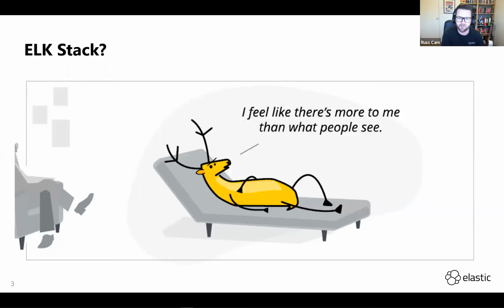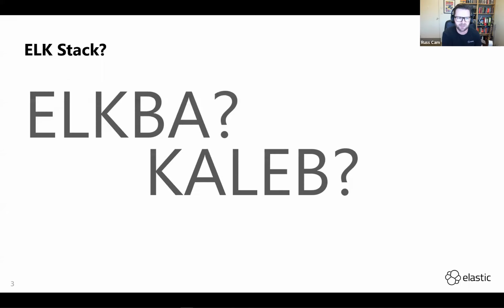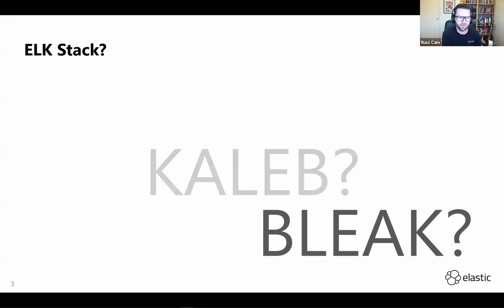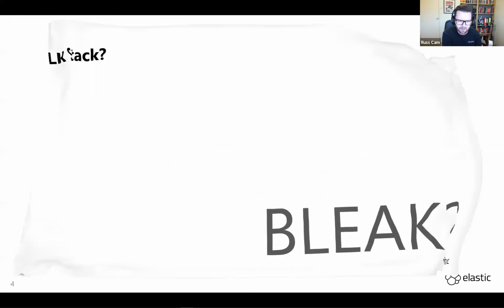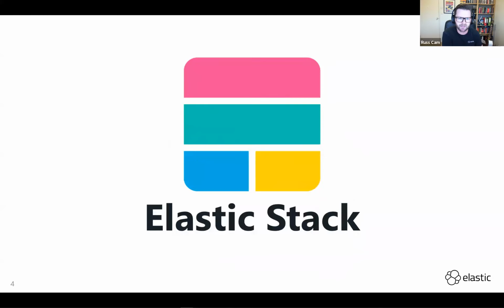I suspect many of you have heard about Elasticsearch or the ELK stack before. The ELK stack is an acronym that grew out of the community many years ago, and it's short for Elasticsearch, Logstash, and Kibana. But as the stack has scaled over time to incorporate new products like Beats and APM, the ELK acronym hasn't really scaled in the same way. So now that we add APM and Beats into the fold, what do we end up calling the stack? Do we call it the ELKBA stack? How about the Caleb stack? Or perhaps even the Bleak stack? So we actually refer to it as the Elastic Stack.